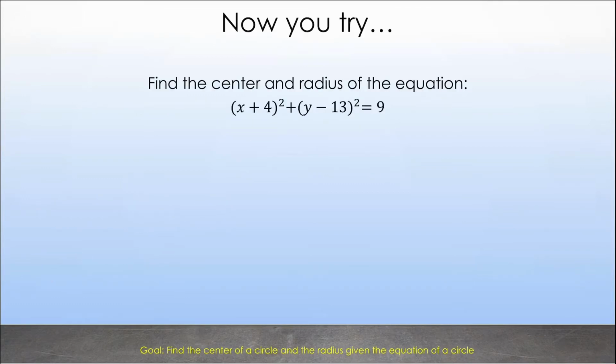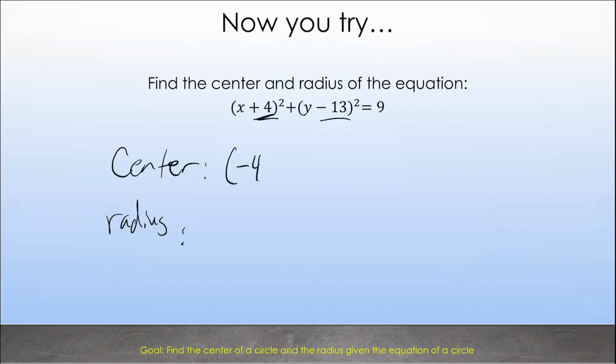Okay, now you try. Find the center and radius. My center is x would be negative 4, y would be a positive 13. My radius would be the square root of 9, which is equal to 3.